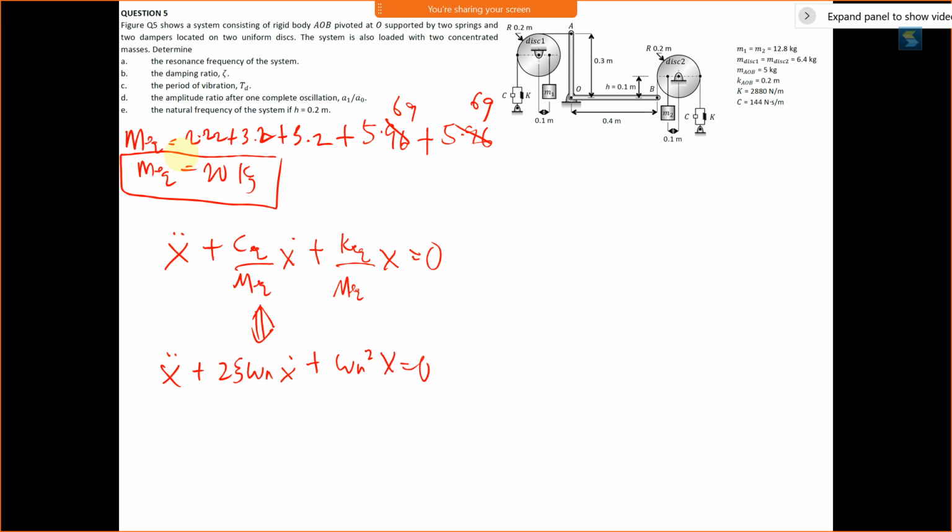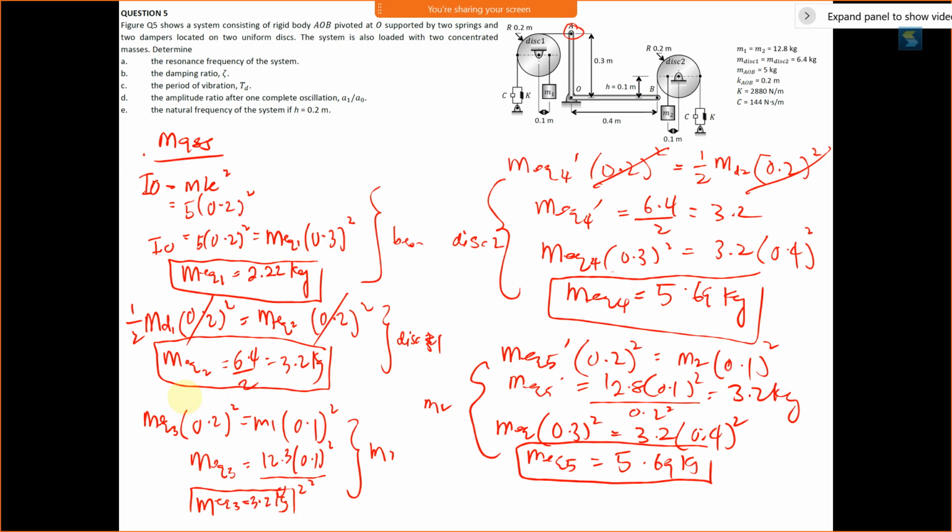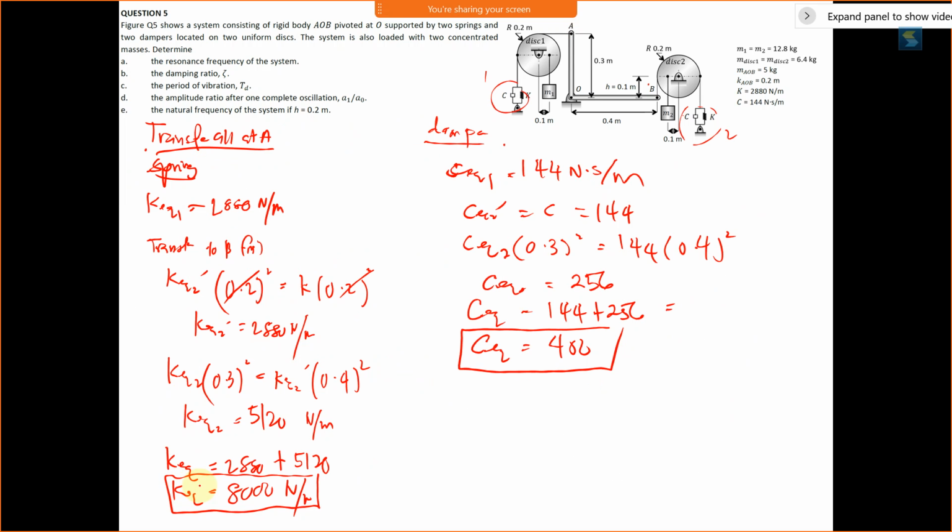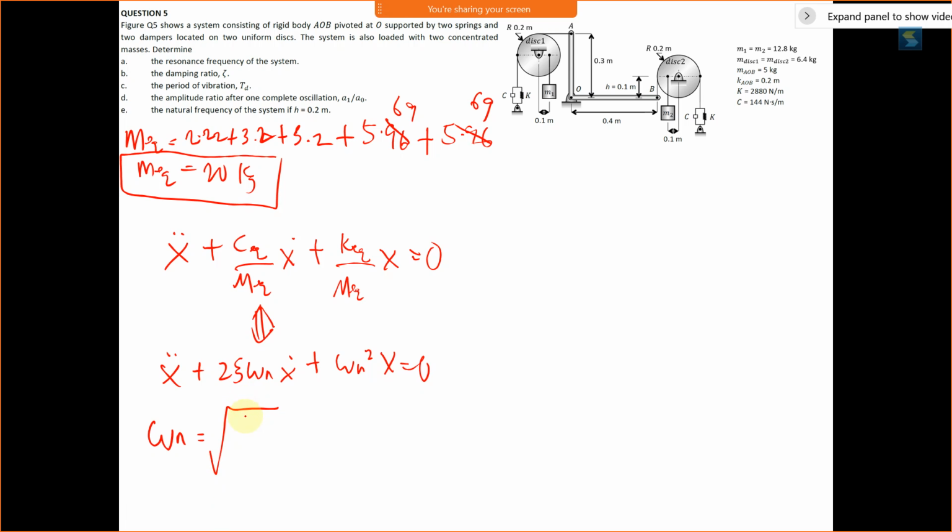2.22 plus 3.2 plus 3.2. Yes, 20. So then compare it with 2 zeta omega n, then we get the frequency answer first. So omega n is the square root of K equivalent over M equivalent. The K equivalent we got earlier, this one, 8000 divided by 20. Then our omega n is 20 radian per second. So that is our answer for question number A.